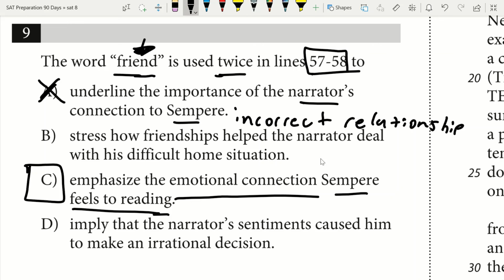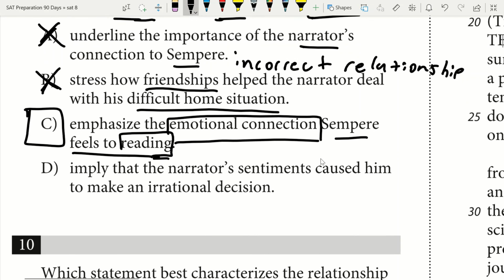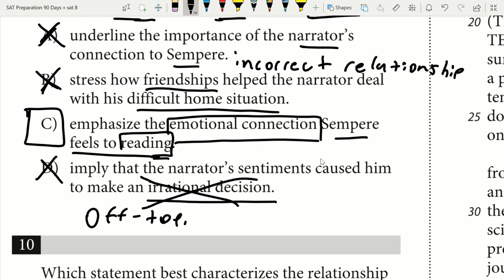Now, option B, stress how friendships helped the narrator deal with this difficult situation at home. No. Okay, in this case, we really want to focus on the fact that it's an author they're talking about being friends with. That's the close connection they're forming through reading. That's really what we want to focus on there. Now, option D, implying that the narrator's sentiments caused him to make an irrational decision. That's really way off topic. Nowhere do we describe an irrational decision. That one's wrong. It's really just an off-topic answer choice that will be incorrect.